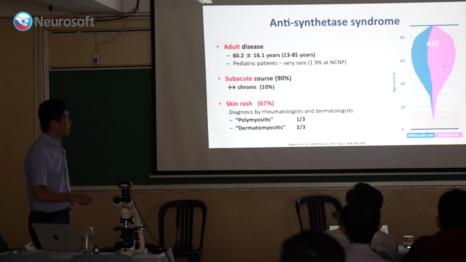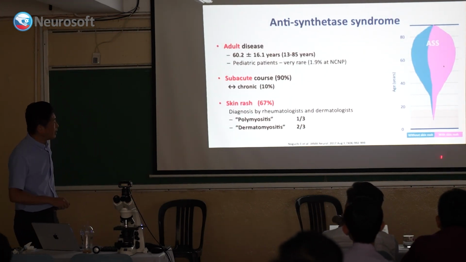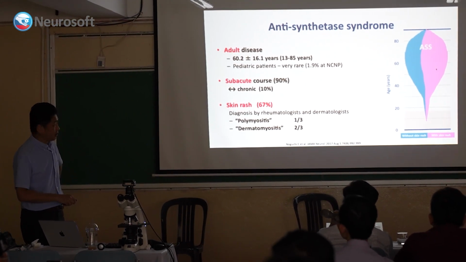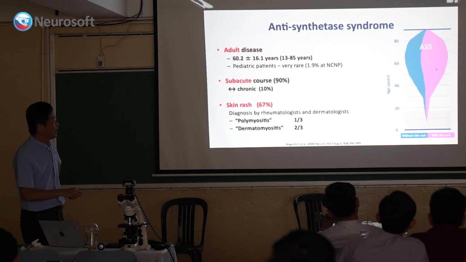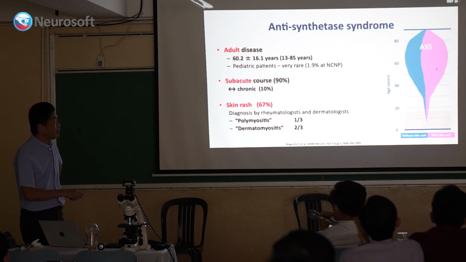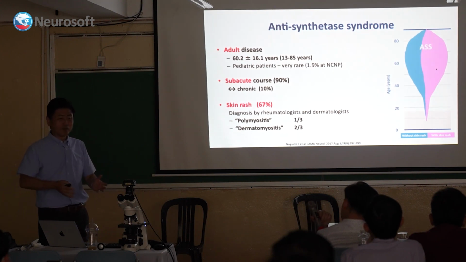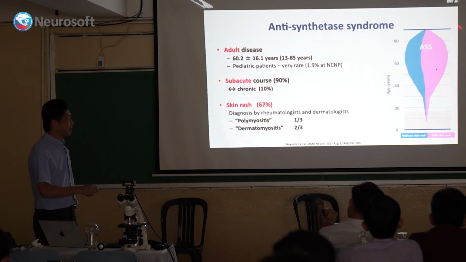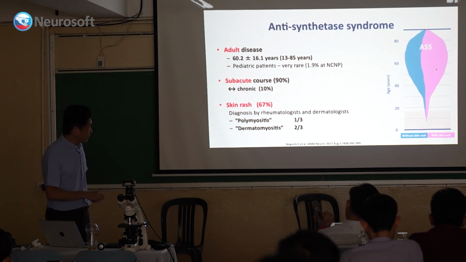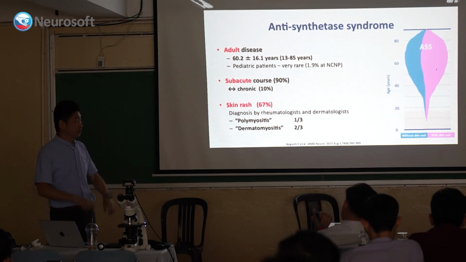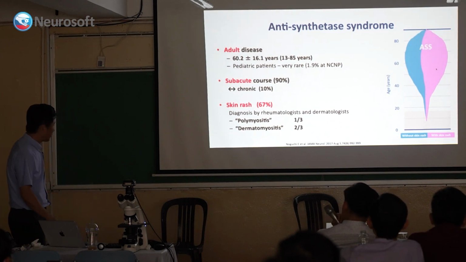So like 2/3 of the patients show skin rash, right? So the cartoon will be like this. Almost no patients in the pediatric range and mostly adults, and 2/3 of them are with skin rash and 1/3 without. So clearly, for rheumatologists, 2/3 of them will be dermatomyositis and 1/3 will be polymyositis, right? According to their definition.